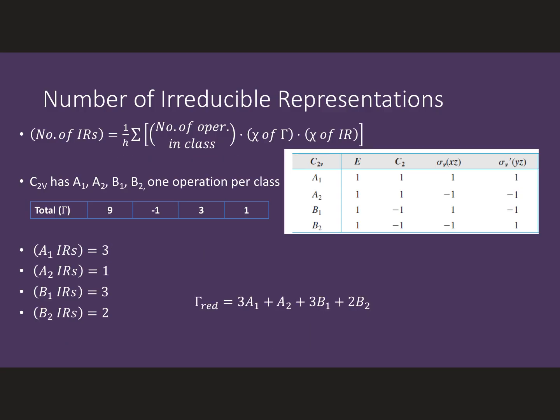So here I'm just removing all the math and saying, hey, we found out the number of A1 irreducible representations was 3, 1 A2, 3 B1s, and 2 B2s. So in other words, our reducible representation is given as the sum of 3A1s plus A2 plus 3B1s plus 2B2s. So our reducible representation is just the sum of all of the irreducible representations that make it up. That's all we're doing here, decomposing it into its primitive components.